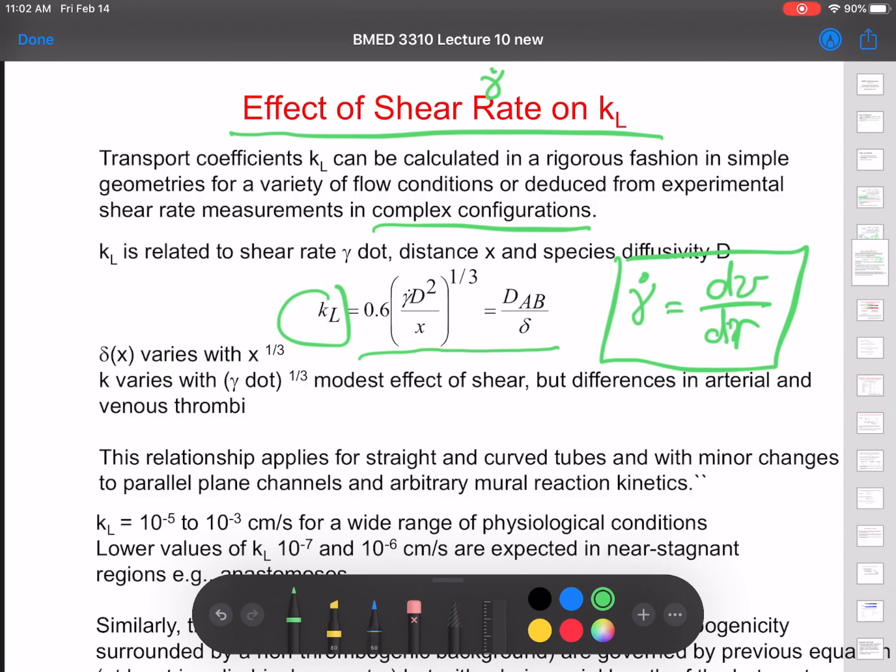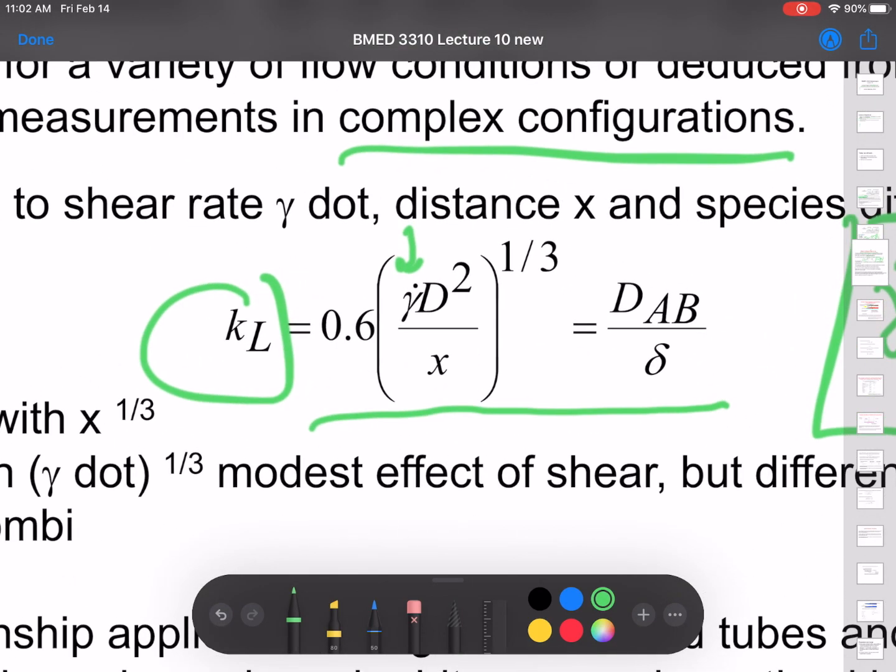Okay, so you would have the shear rate. Here, let me blow it up. The shear rate, in this case, big D is for diameter. This is the distance downstream. And it's all to the power of 1/3.